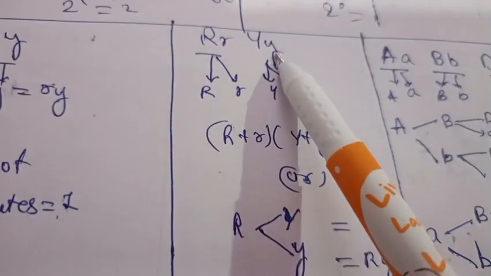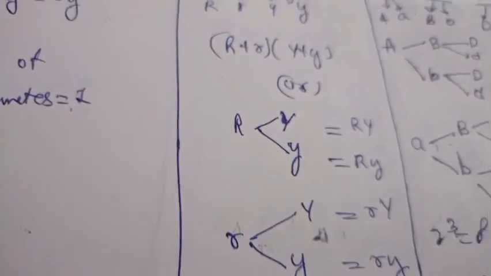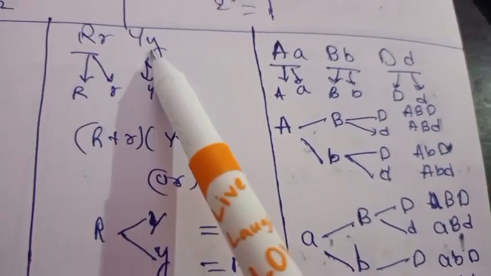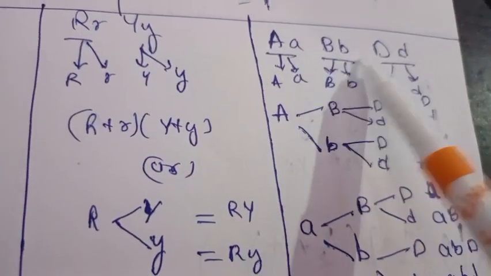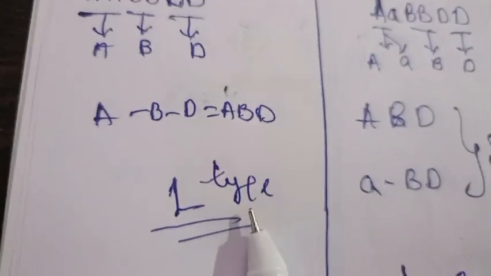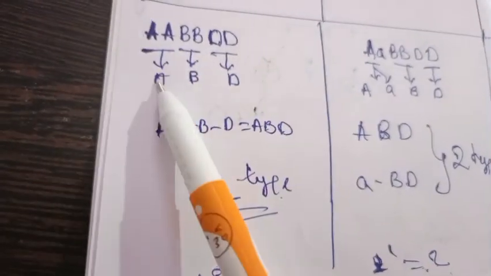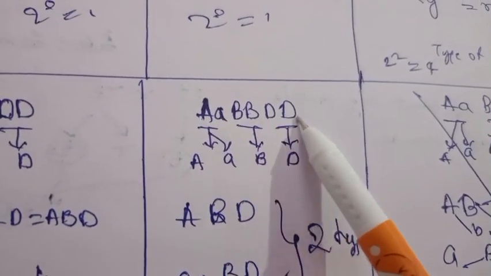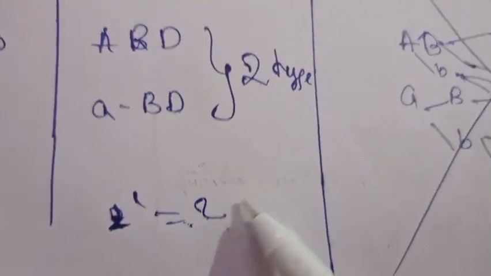Capital R, capital Y, small y. Here we get four types of gametes, so 2 power 2, 2 square equals 4. 2 square, 1, 2: two types of gametes. Like 1, 2, 3, we got three types of gametes, so 2 cube equals 8. Here we got three of the same gametes, so only one type is possible. We are not counting the number, but we are counting types. Here we got one type. Here we got same. So 2 power 1 equals 2 types.